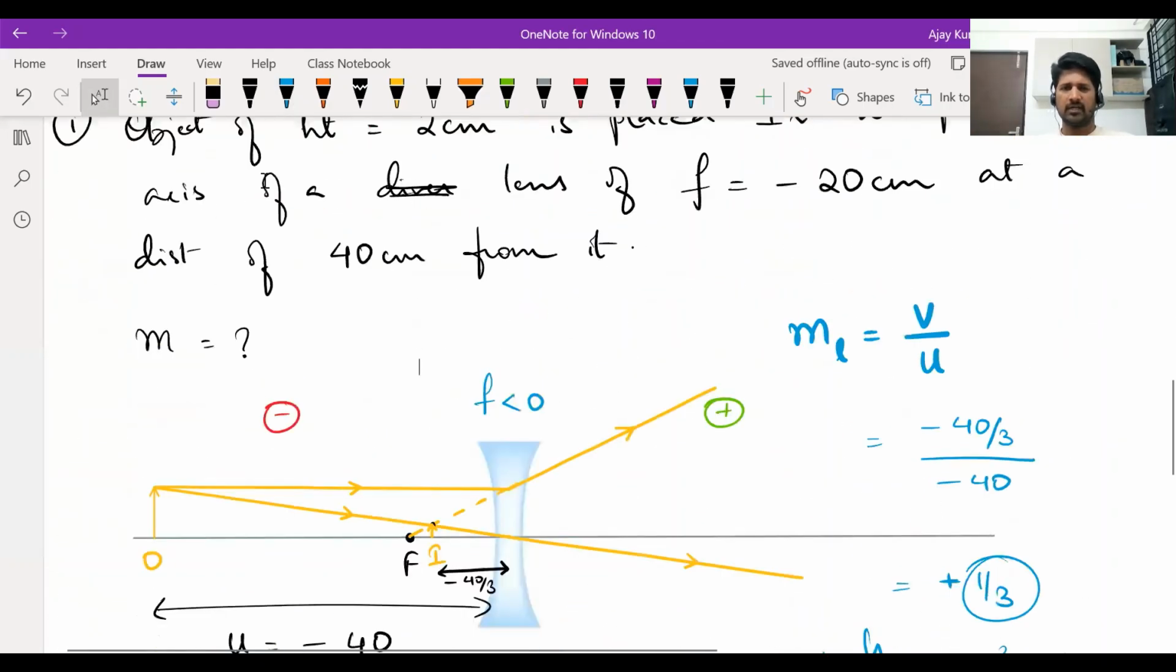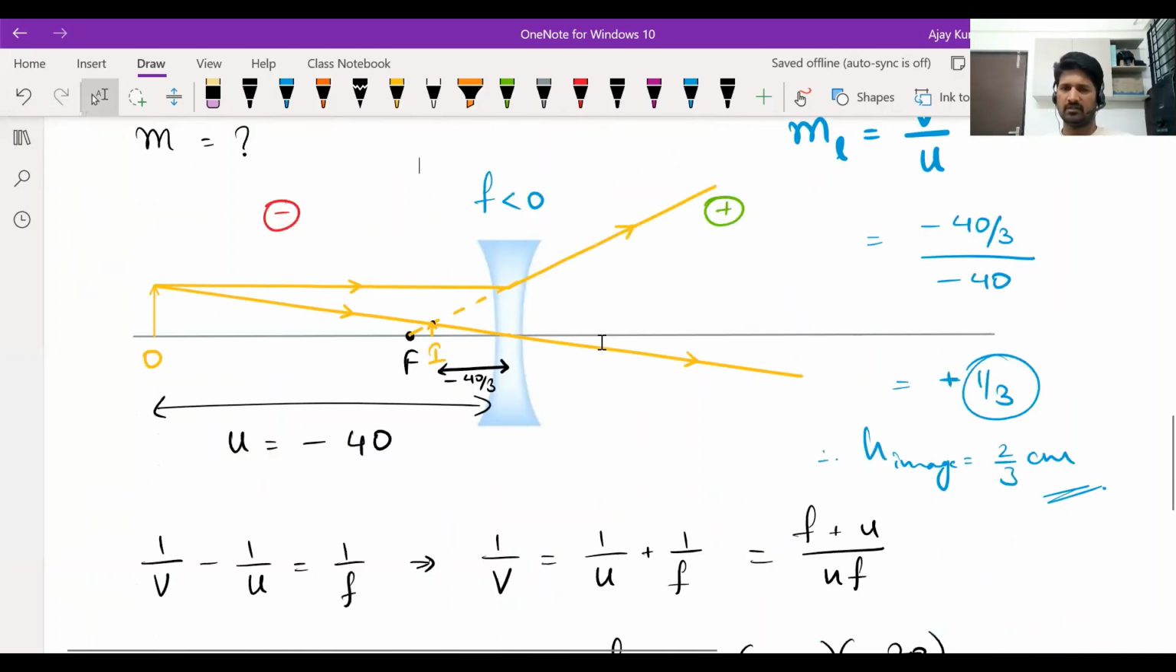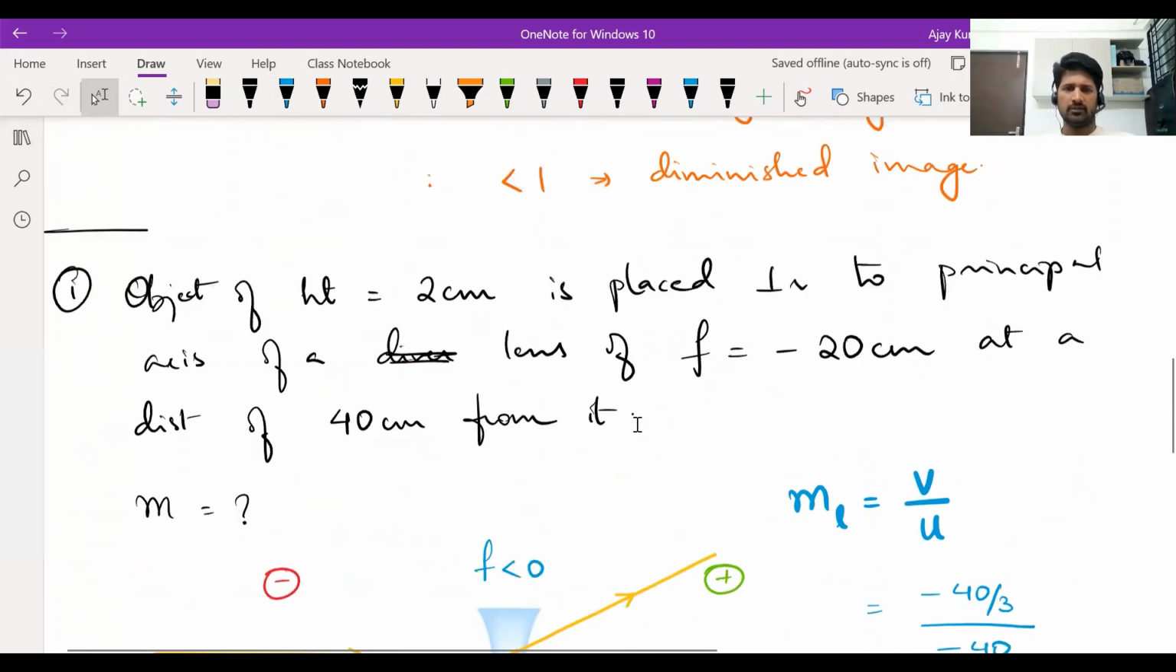Fine. That is about magnification produced by a lens. Simple formula V by U will tell you the magnification. And based on the sign and magnitude of magnification, you can tell whether it is enlarged, inverted, diminished, upright, and all those things. What about real and virtual?